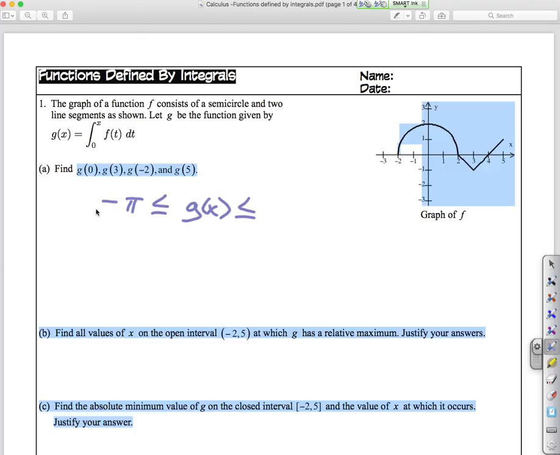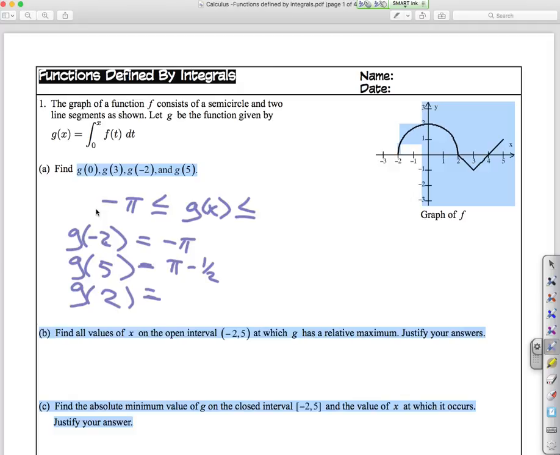And now I need to know the top of the range, which means I have to find the absolute max. We already found g of -2. We already found g of 5. What else do I need to find that I haven't found yet? I need g of 2. What is g of 2? It's a maximum. What type of maximum? Relative maximum. All right, what did we say -2 was? Negative pi. All right, 5 we said was pi minus 1/2.